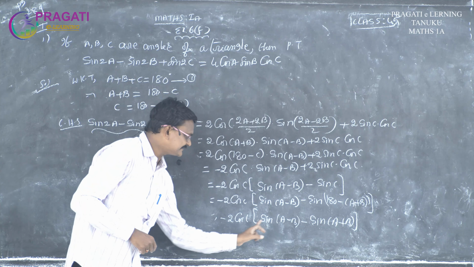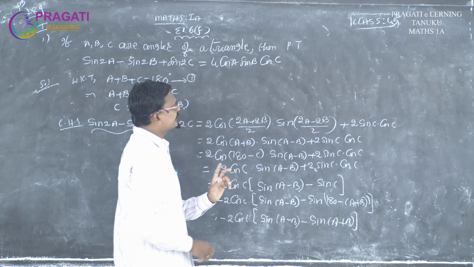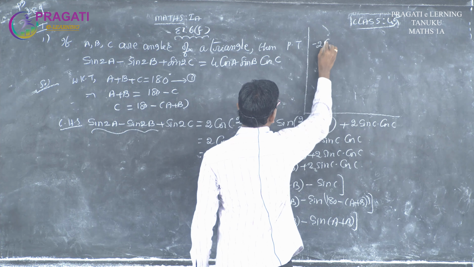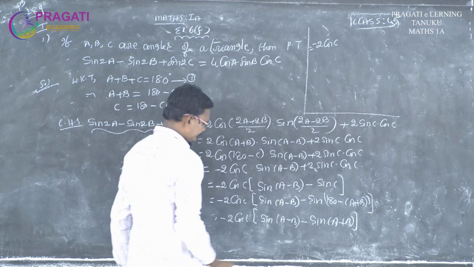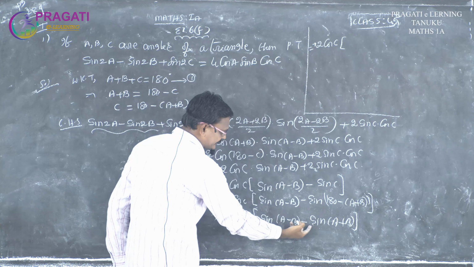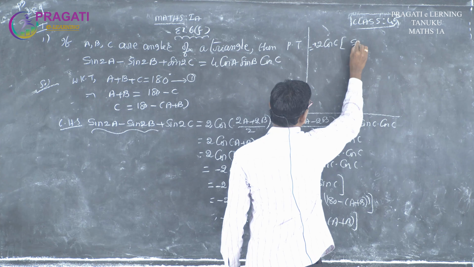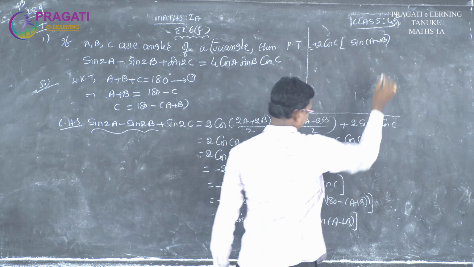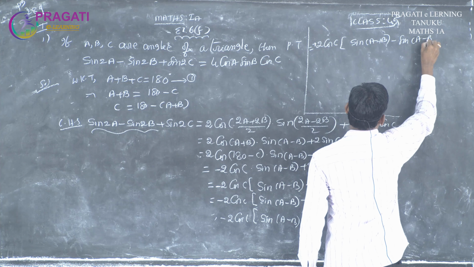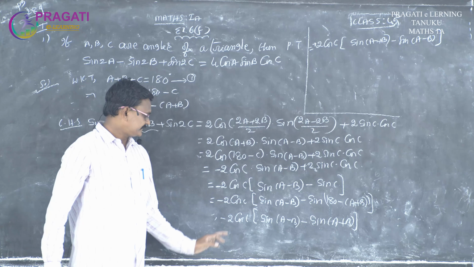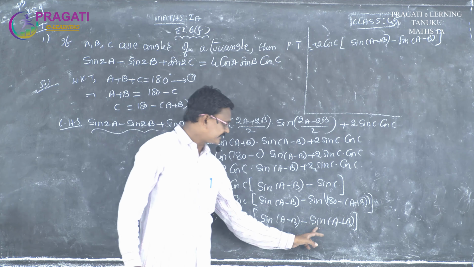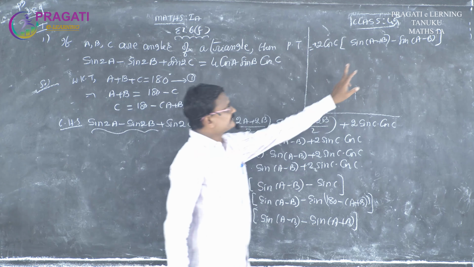So that you can take minus as common here. Here we have already minus 2 cos C. So, minus 2 cos C is already common. Okay. Now, you can take minus as common. So, minus minus plus. When we are taking minus as common, then we can write sine A plus B minus sine A minus B. Okay. Are you clear? Here already we have minus. From this we can take minus as common. Minus minus plus. Then we can write sine A plus B minus sine A minus B.